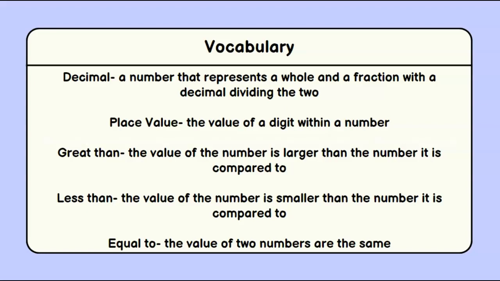Greater than, the value of the number is larger than the number it is compared to. Less than, the value of the number is smaller than the number it is compared to. Equal to, the value of two numbers are the same.